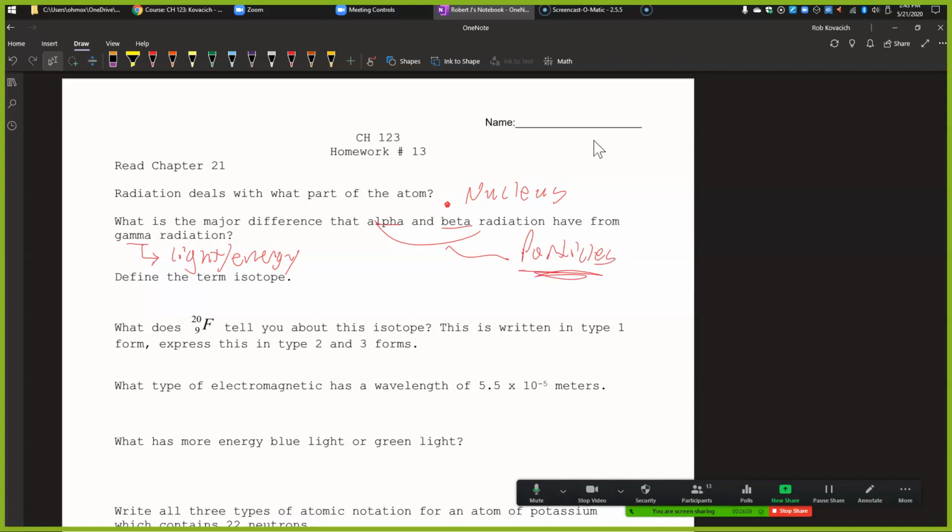These things over here are not energy. Can they cause problems for you? Absolutely. But the alpha and the beta are actual objects that have mass and volume, and in this case, charge. And the gamma is light. There's nothing there. It's just energy being transferred.